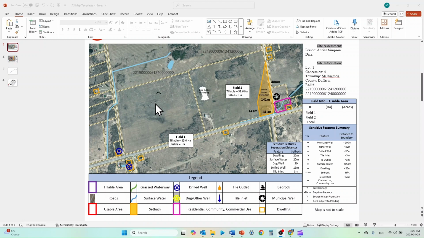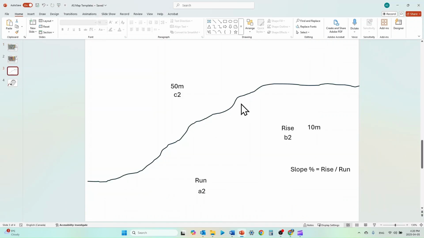We're not talking little knolls or little dips in the field. We're talking about something substantial, more than 10 meters in length. And it is calculated by rise over run. So the elevation from the top to the bottom divided by the length. I have a little diagram here that we can discuss the formulas and the math behind it. So slope percentage equals rise divided by the run.